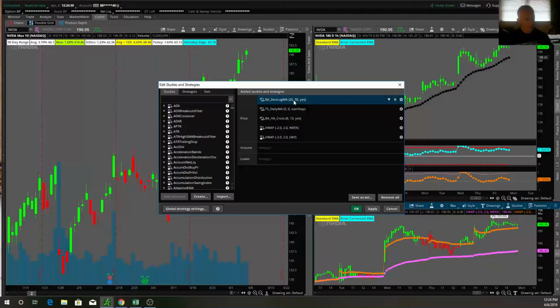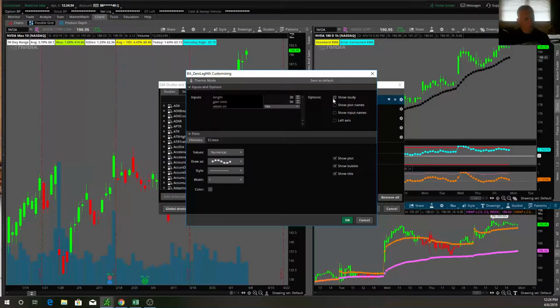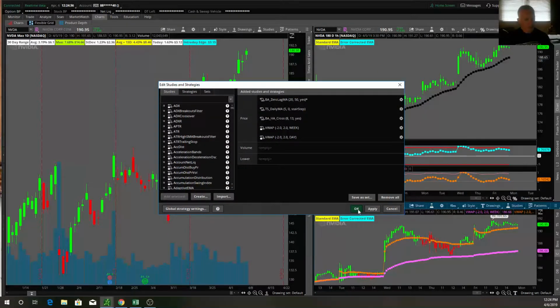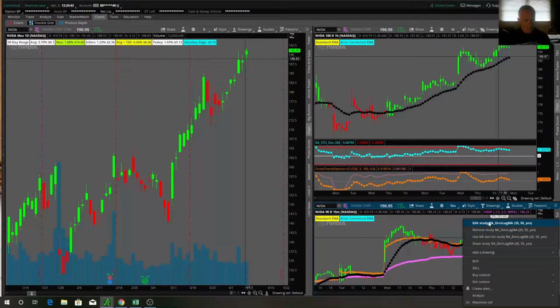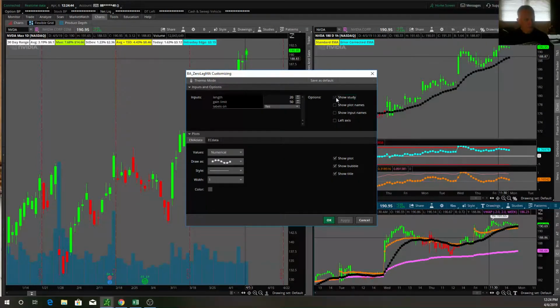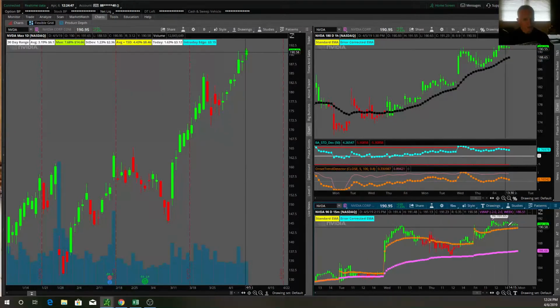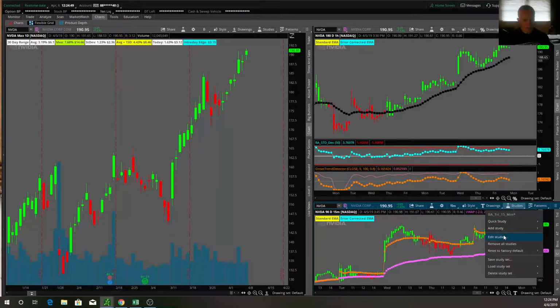You can put the zero lag moving average on this one if you want to. It's up to you. Sometimes I just look at it. I'm more interested in the VWAPs than I am in that moving average. So that's up to you. It's there if you want to use it.